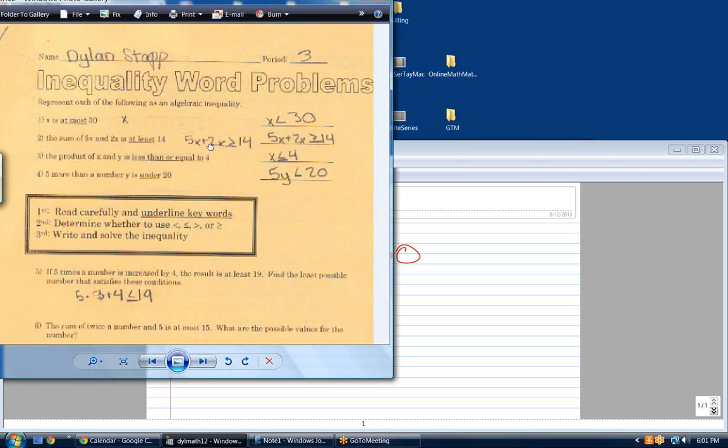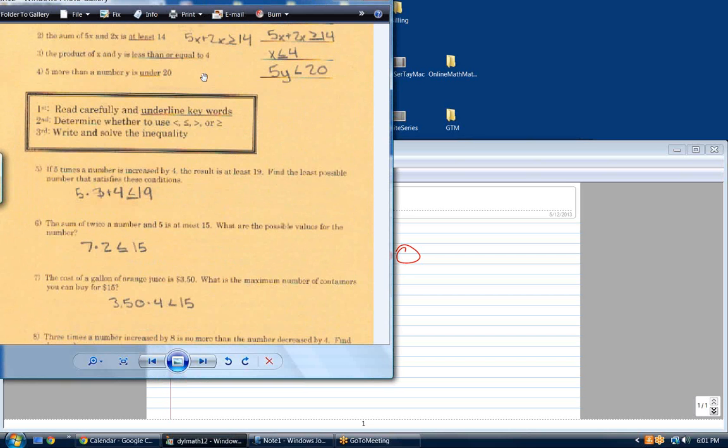Number 2. The sum of 5x plus 2x is at least 14. That's fine. Cool. Number 3, the product of x and y is less than or equal to 4.